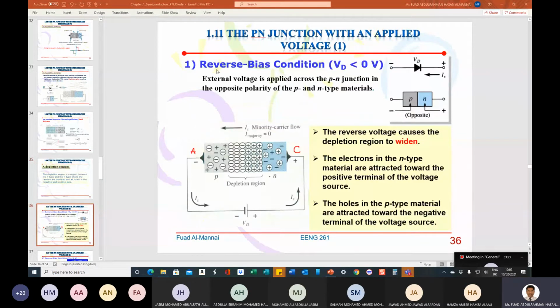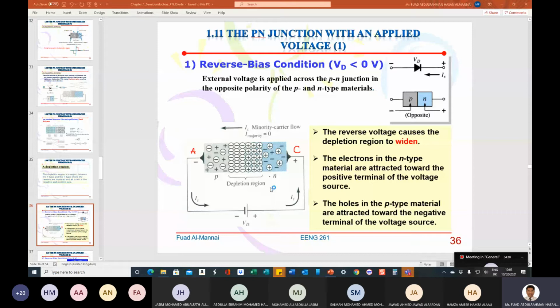Okay. Now let's do reverse bias, where VD is less than 0. To reverse bias the diode, you connect the negative terminal of a battery to the anode, and the positive terminal of the battery to the cathode. Everybody got that?